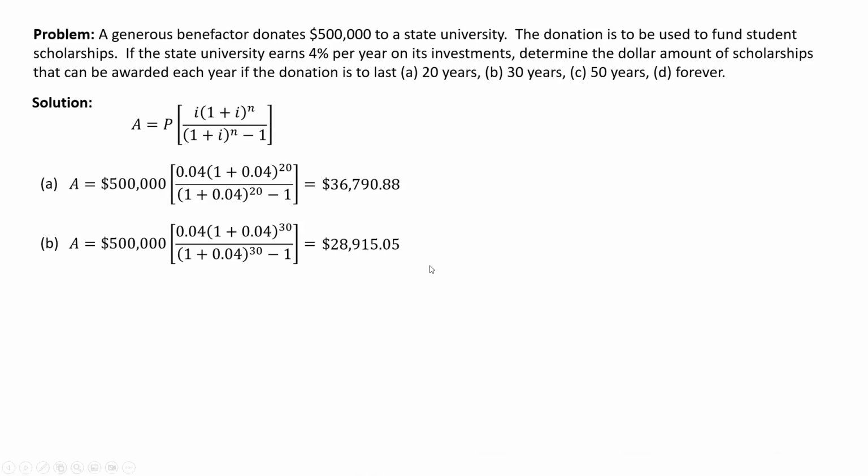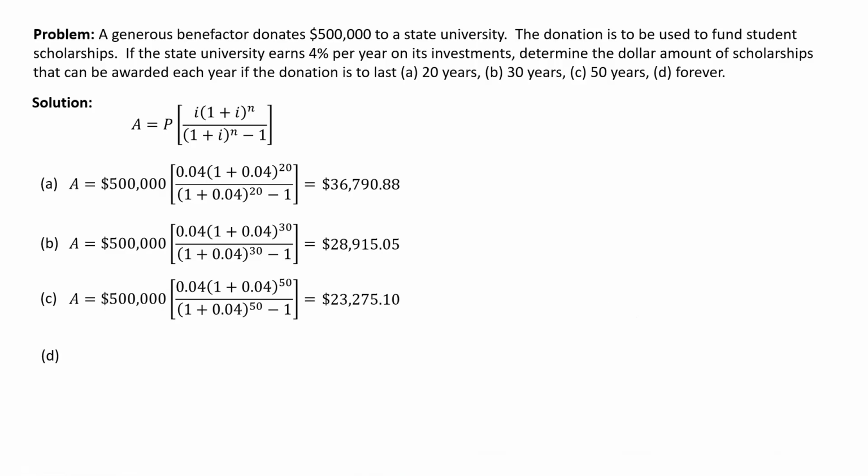And for 30 years, it'll come down to $28,915. And if we were to extend it to 50 years, then each year the scholarship amount that can be awarded goes down a little more, to $23,000. But if you want it to last forever, simple. We said P was A over i, so A is P times i, as simple as that. And so that turns out to be $20,000. So once the university gets $500,000, then they can give $20,000 every year forever, assuming that the state university earns 4% per year on its investments. Cool.